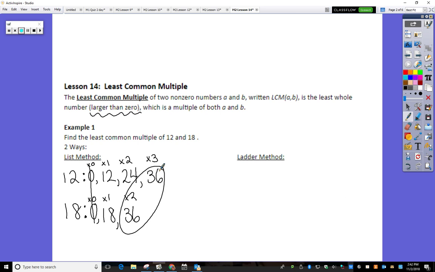Again, you have to be good with your multiplication there. For the ladder, it's the same exact setup and ladder as with the GCF. So you can pick any number that goes into both of them. Let's say I start with 2. 2 can go into 12 6 times. 2 can go into 18 9 times. 6 and 9 can both be divided by 3. 3 goes into 6 2 times. 3 goes into 9 3 times. No common factor here besides 1, so I'm done.